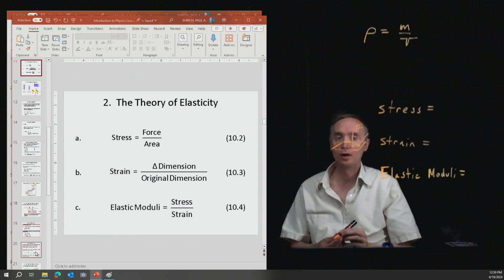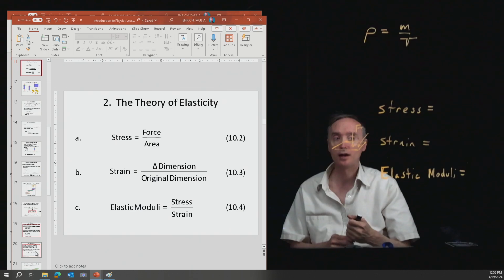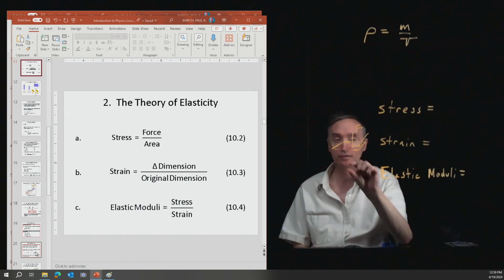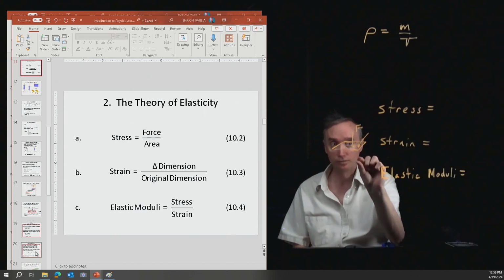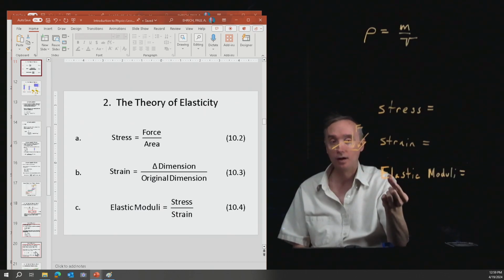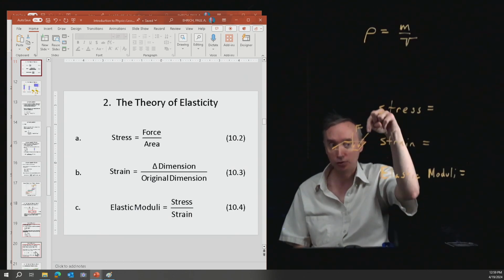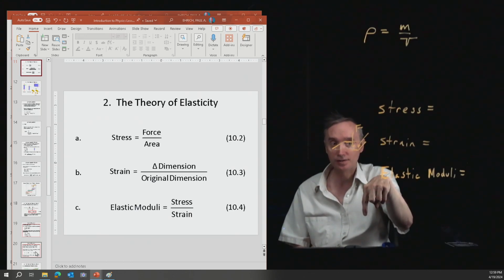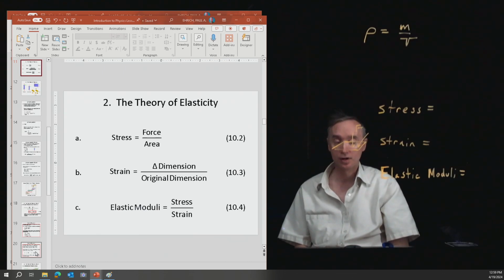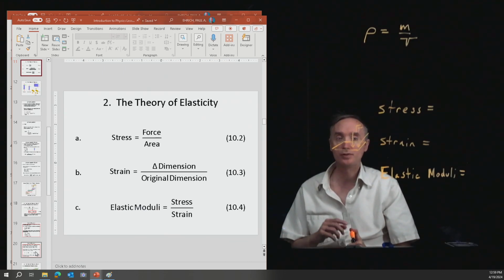An example of a stress might be like an ice skater. And so an ice skater, the blades on the ice skates have a certain area on them. So the bottom part of the blade of the ice skate has a certain area A, and then your weight pushing down on those ice skates, that's going to be the force. So you are going to be applying a stress to the ice whenever you are skating on it.